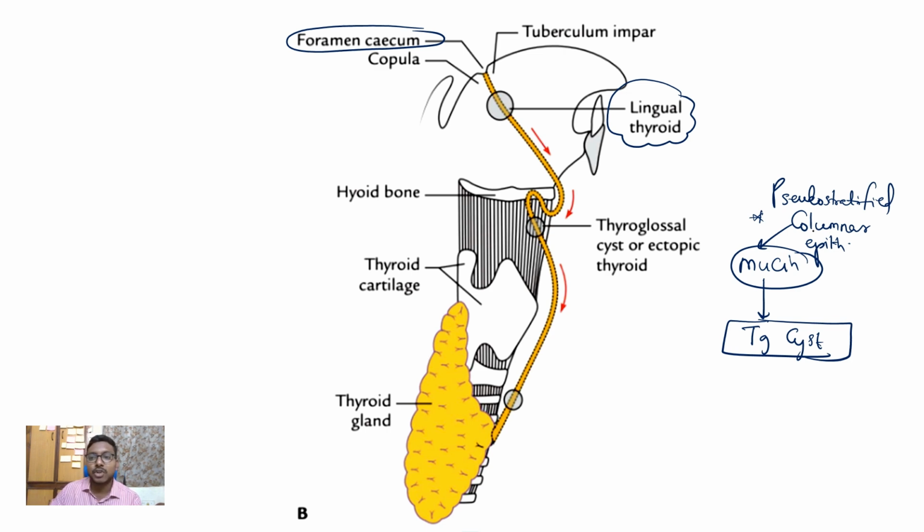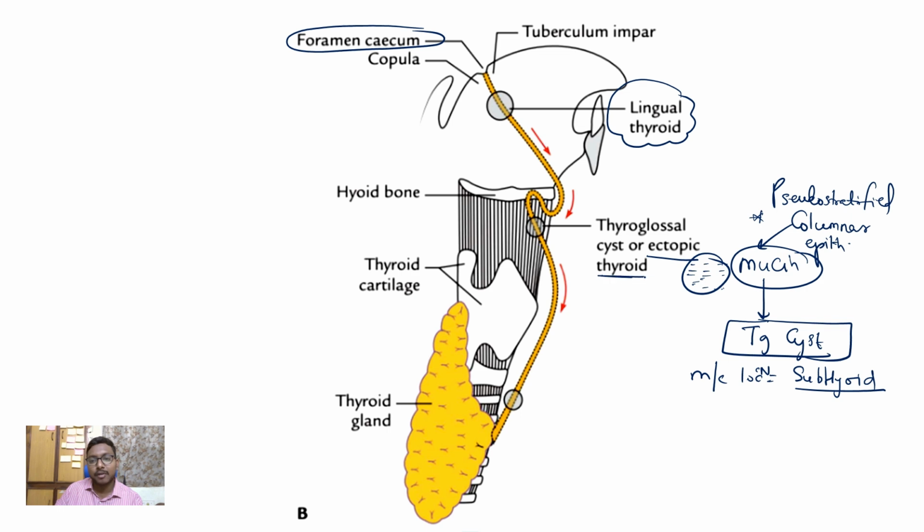Why is it taking so much time? Because this mucin secretion takes time. Very slowly it will get accumulated in that particular swelling, and then it will manifest as a swelling at the level of the hyoid region. The most common location of thyroglossal cyst is subhyoid or infrahyoid. It can happen anywhere along this path of the descent, but most commonly it is seen in the subhyoid region.